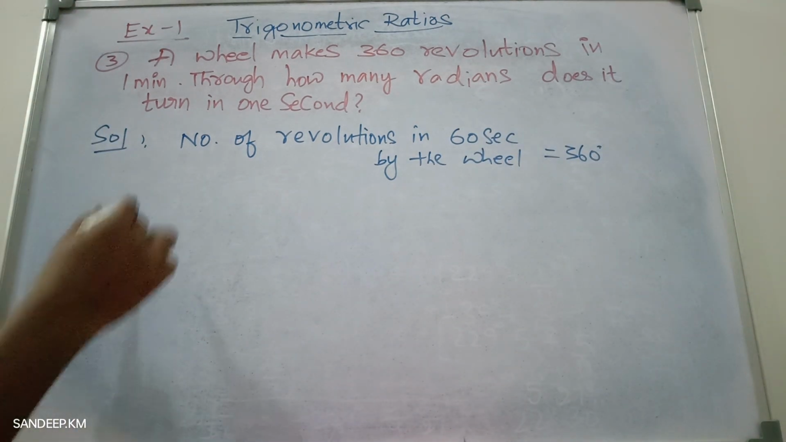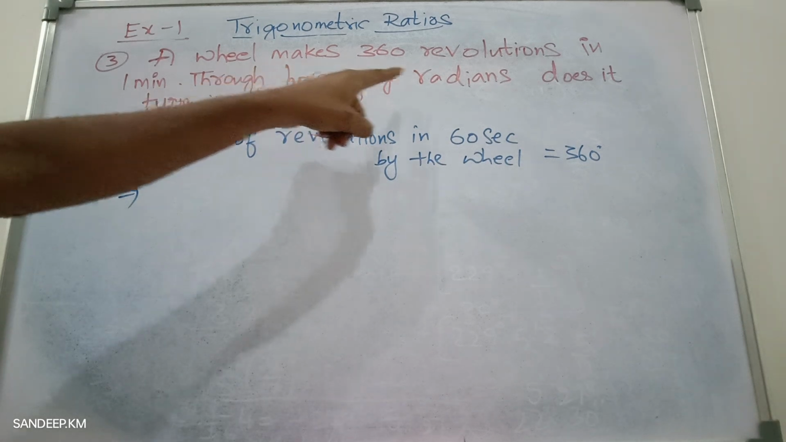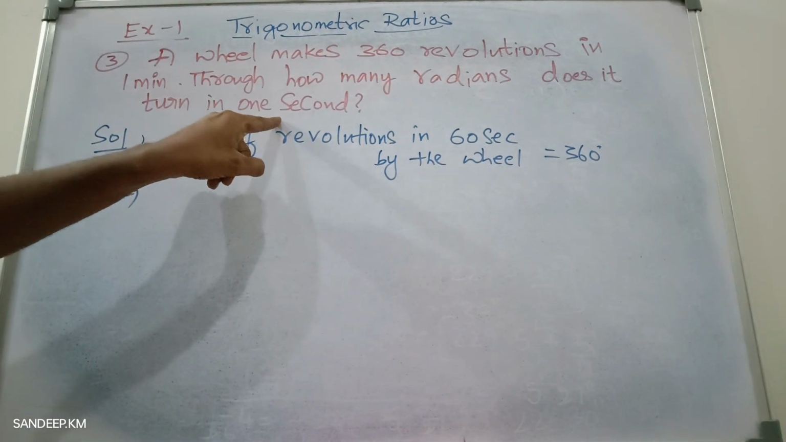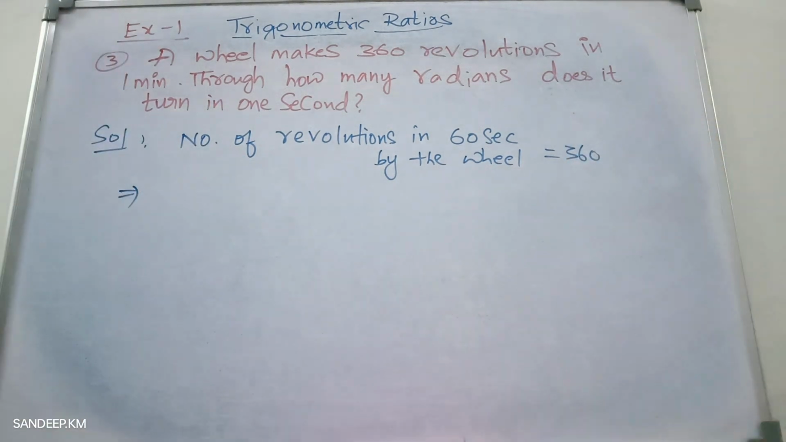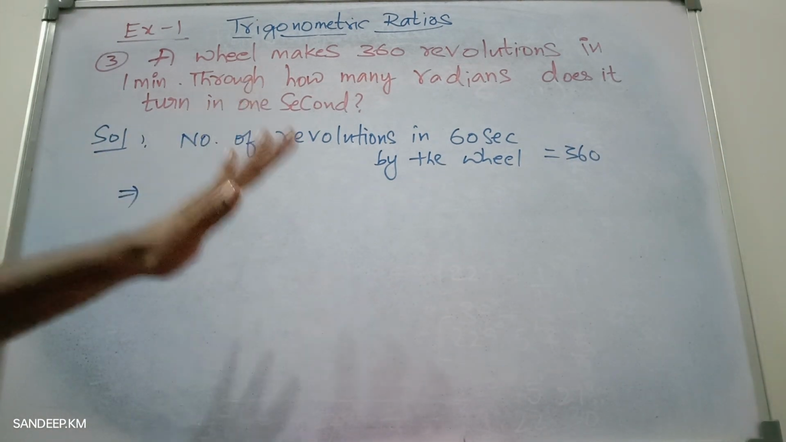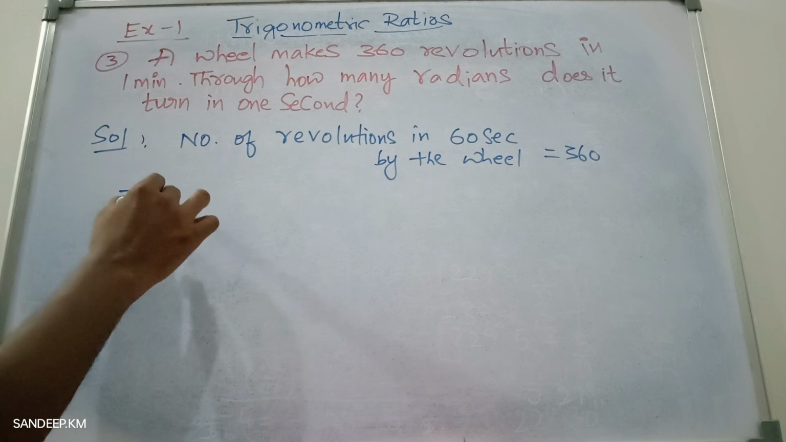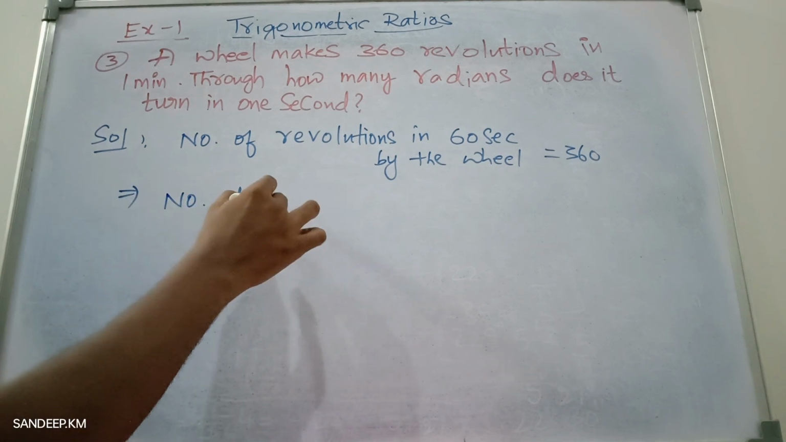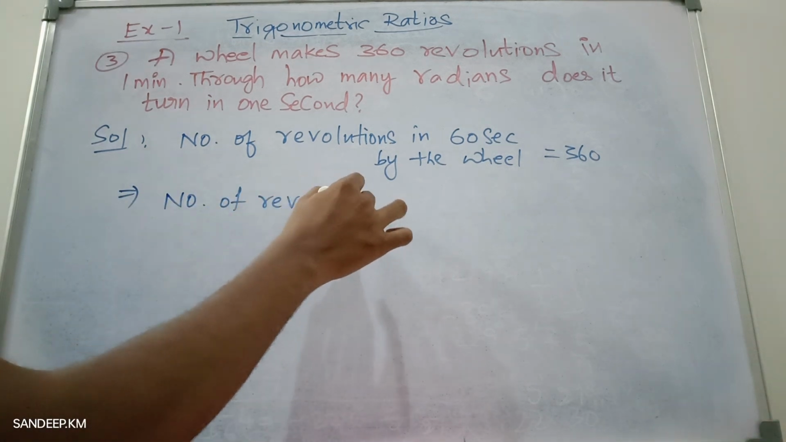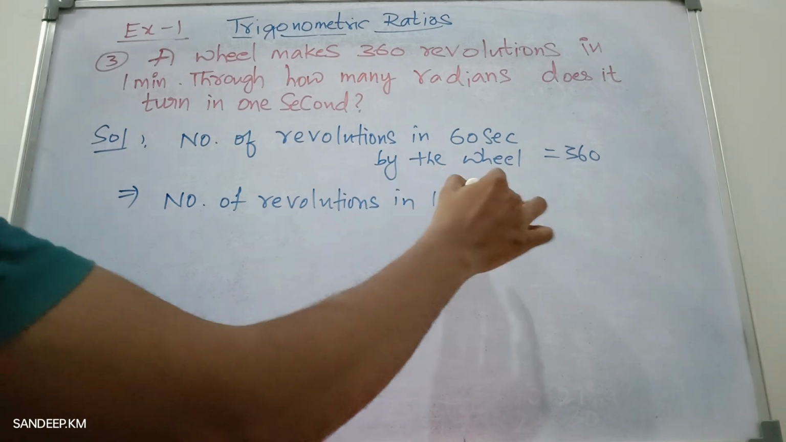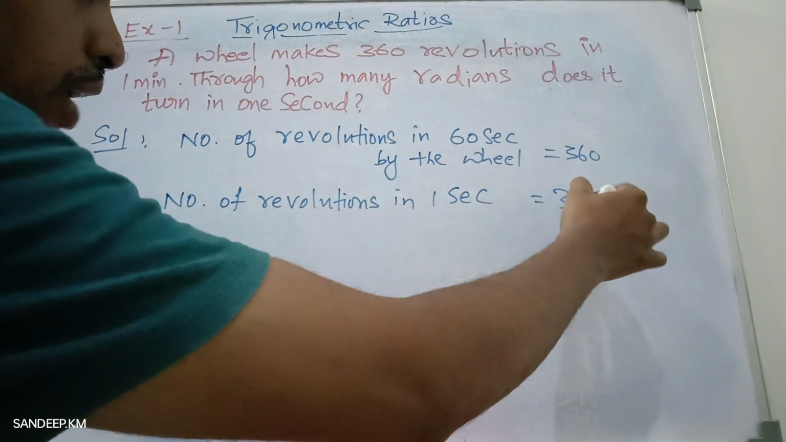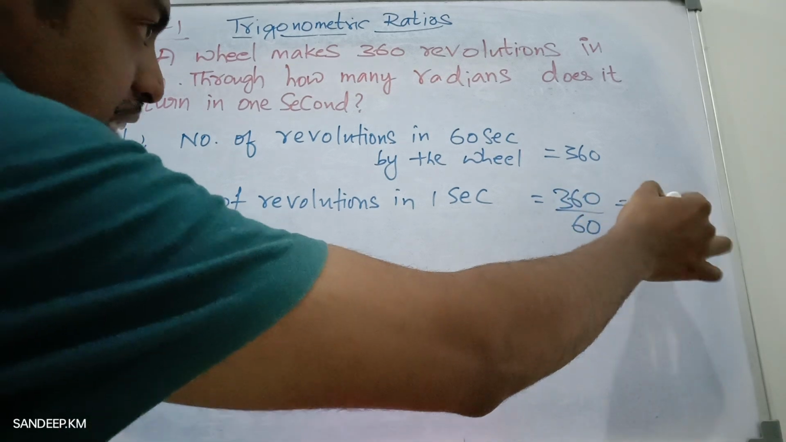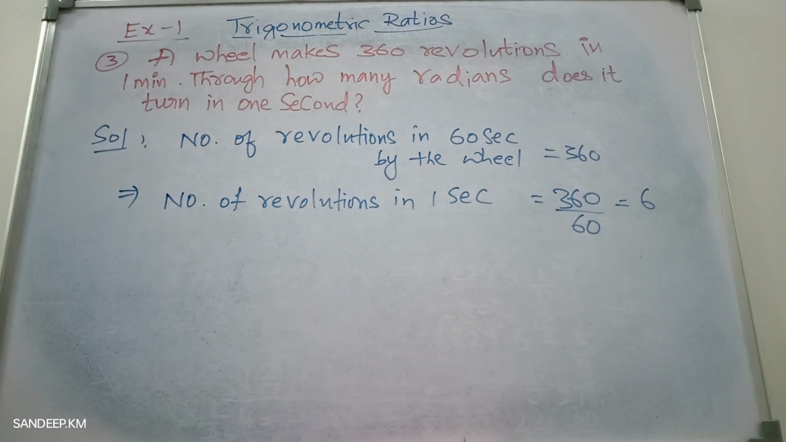Okay, so then we are supposed to find the angle in radians in 1 second. For 60 seconds, it is making 360 revolutions. Then let me find out how many revolutions are completed in 1 second. Number of revolutions in 1 second means, of course, divided by 60. You'll get 360 by 60, you'll get 6. So that means it has done 6 revolutions in 1 second.